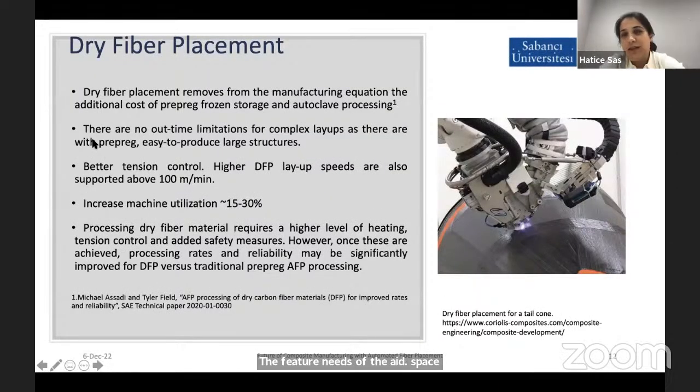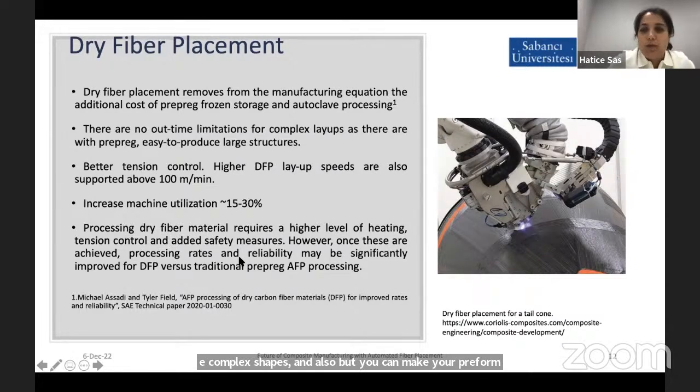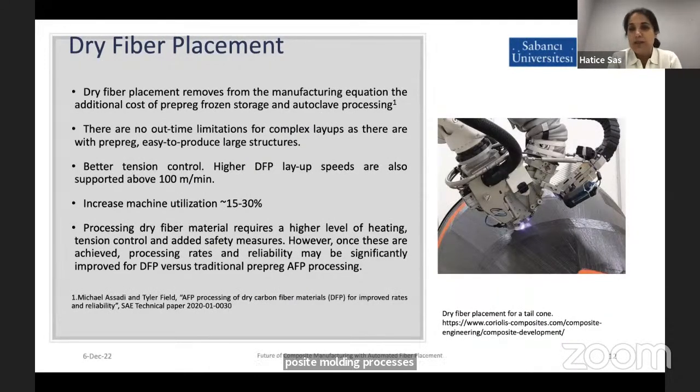Also with the AFP device, you can do dry fiber placement. That's also a possibility. That's also promoting complex shapes, and you can make your preform with a high level of heating and better tension control. So you can also promote better liquid composite molding processes by preparing your dry preform with the AFP placement, automated fiber placement.